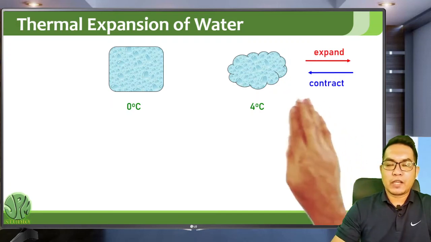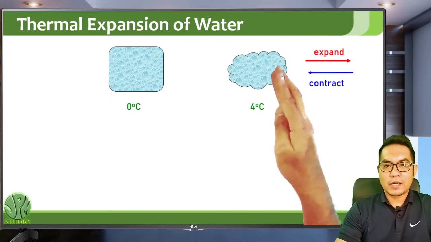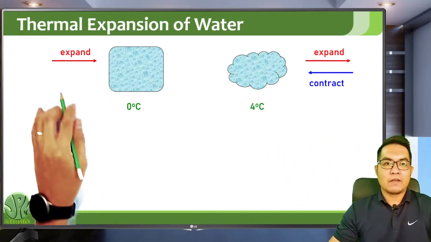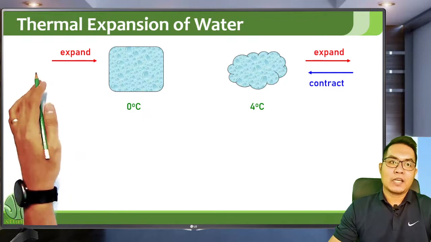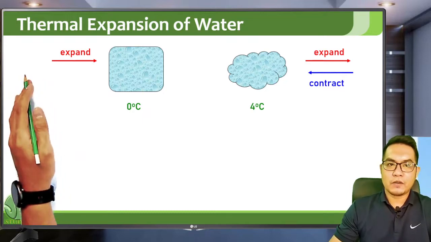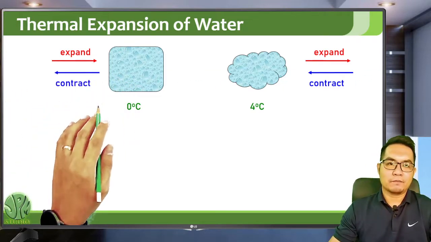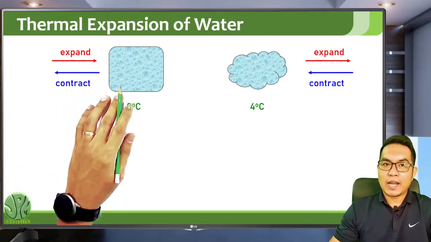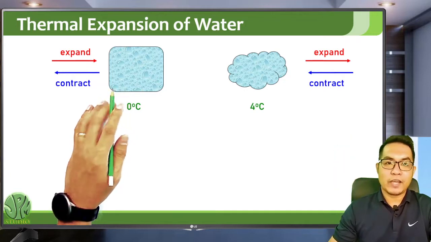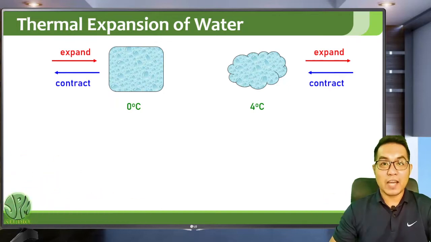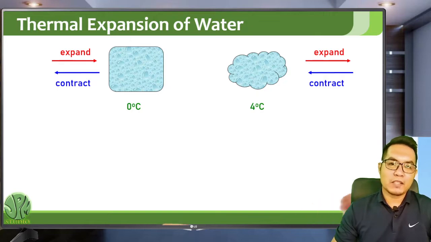And if you increase the temperature of water above 4 degrees Celsius, the water will expand. And similarly, if you have ice and you increase the temperature of ice towards 0 degrees Celsius, the ice will expand. In contrast, if you have ice and you further remove heat from it, it will contract. Now, that's the normal reaction of a material. If you increase its temperature, it will expand. If you decrease its temperature, it will contract.